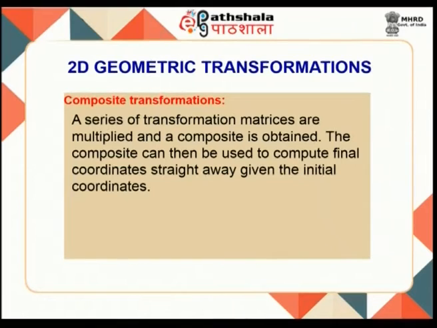To start with, composition is something like merging a series of transformations. Composition is an important aspect of computer graphics. In composition, we take a series of transformations and combine them into what is called a composite. The advantage of having a composite is that we multiply the initial coordinates and get the final coordinates straight away at one stroke. Having a composite matrix is so advantageous, it reduces the number of matrix operations.